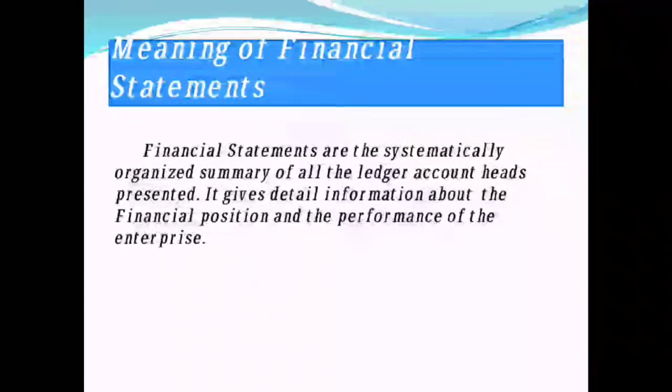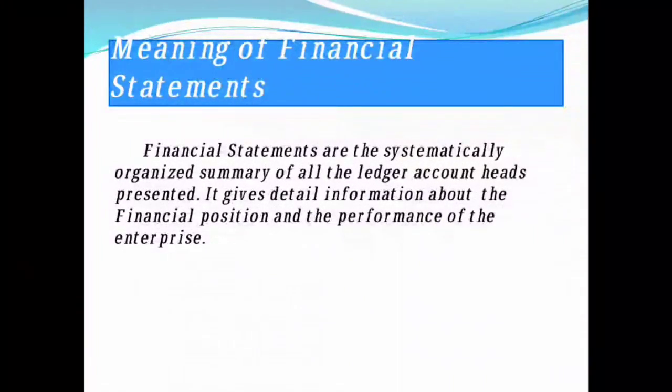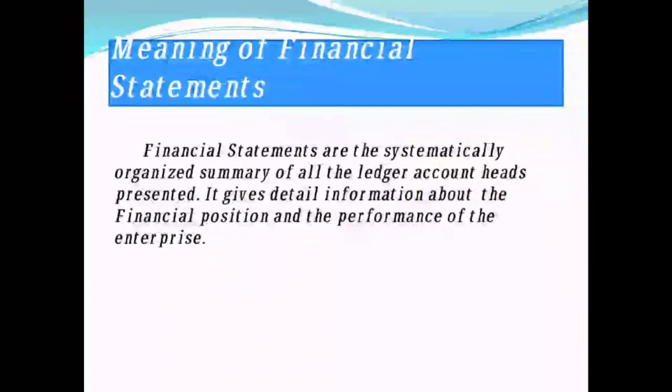First we'll see what the meaning of financial statement is. Financial statements are the systematically organized summary of all the ledger accounts, and they give detailed information about the financial position and the performance of the enterprise. Whatever ledger accounts we prepare in the trial balance, with the help of the trial balance we are going to prepare these financial statements. So it is a summary of all the transactions, all the ledger heads, in one systematic format. That is what financial statements are.